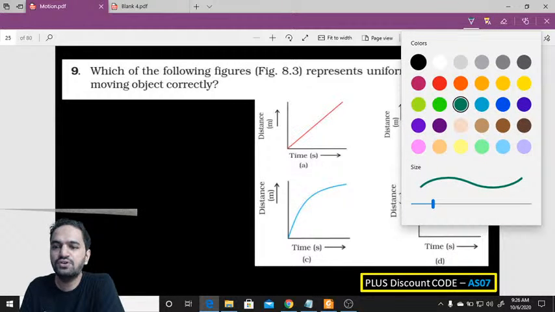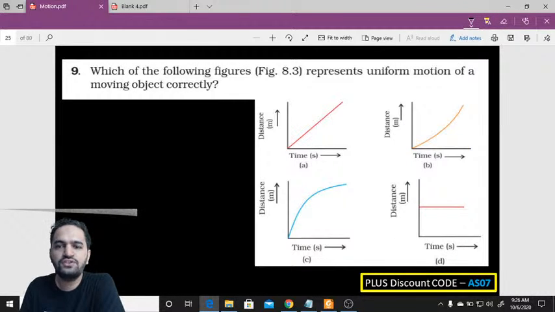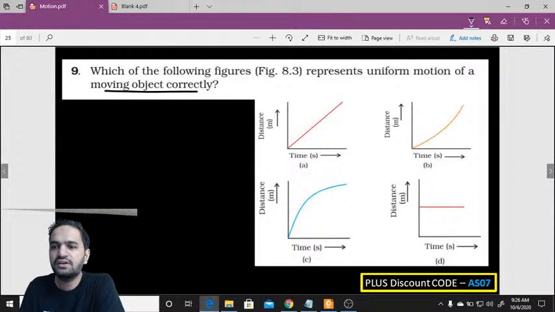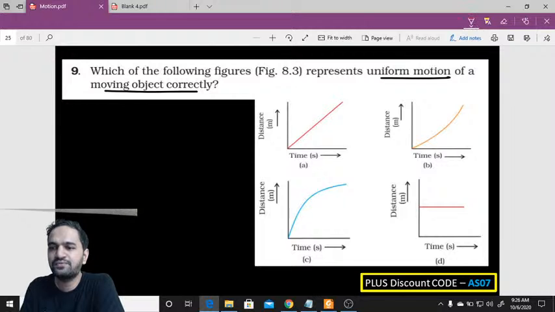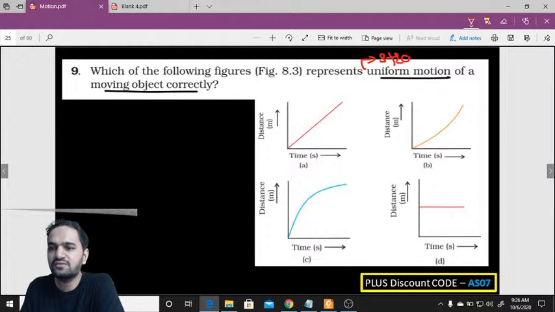They are asking you to find out which of the following figures represents uniform motion of a moving object correctly. So they are asking you to identify a graph of uniform motion. You already know the graph of uniform motion will always be a straight line, right? Particularly if you are talking about distance and time. So this cannot be the one.